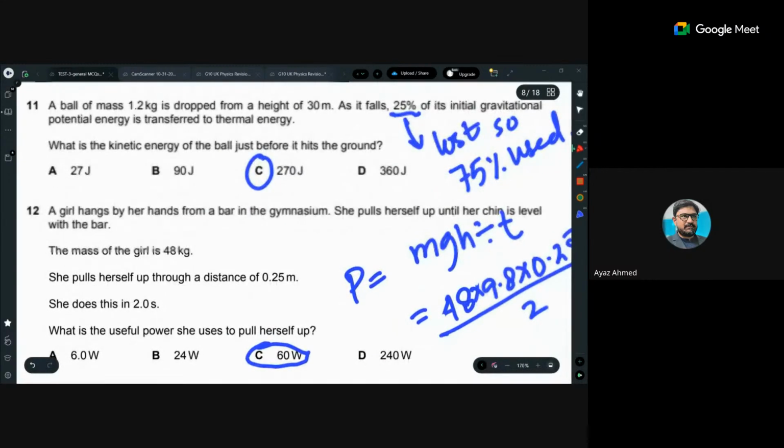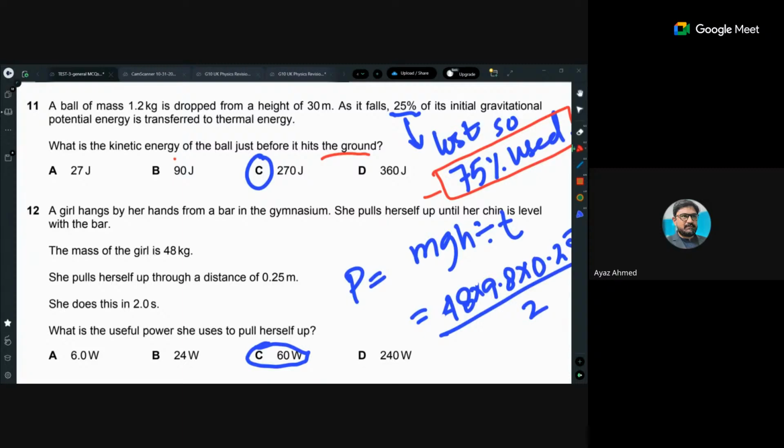A ball of mass 1.2 kg is dropped from a height of 30 meters. 25% of the gravitational potential energy is lost as thermal energy. So it lost 25% of the energy. How much energy is left? 75%. What is the kinetic energy of the ball when it just hits the ground? Are you getting my point?